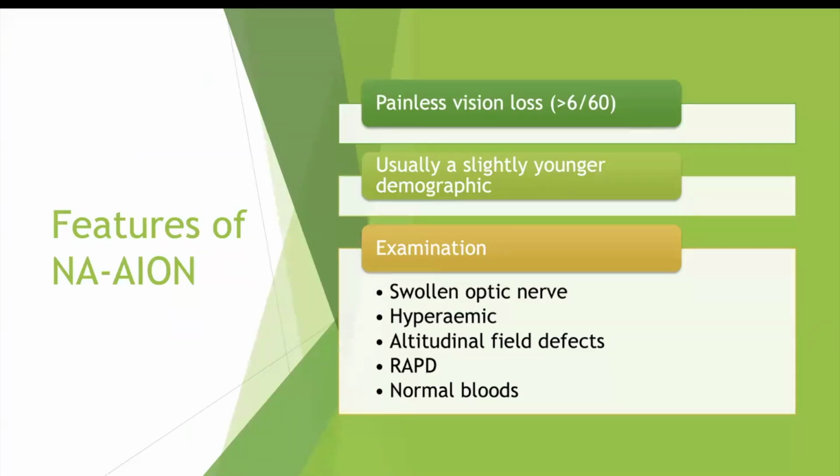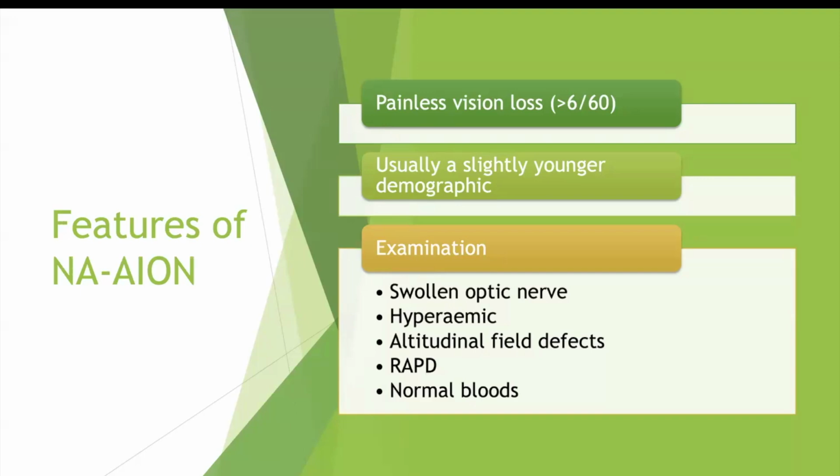And like I said, they also tend to be slightly younger. So as I said at the start, NAION tends to be your 50s to 70s, whereas you're typically seeing GCA in a much older population. Like I said, you'll have a swollen optic nerve. They tend to be more hyperemic than pale. They may come in with altitudinal field defects because of how the optic nerve head starts to die. They'll have an RAPD, for example. And again, importantly, these are patients who are going to have normal bloods. They won't have a raised ESR. They shouldn't have a raised CRP. And that's what, again, will help you differentiate between these two patients.